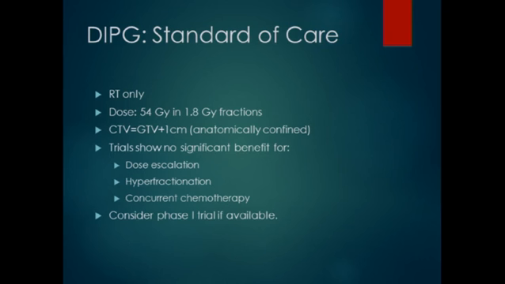So radiation alone is the standard of care, often with steroids. 54 gray in 1.8 gray fractions with a 1 centimeter expansion for CTV. Anatomically confined, so basically you're contouring the whole brainstem effectively quite often in these types of tumors. You take it all to 54. So dose escalation, hyperfractionation, chemotherapy, none of which have improved outcomes.